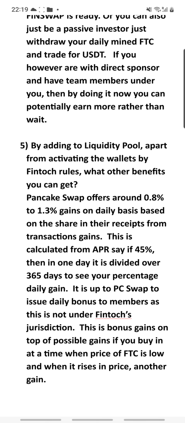And another form of gaining is when the price of FTC is low at the point you enter, and you hold that position, and over time, if the FTC price rises, then you also stand to gain.